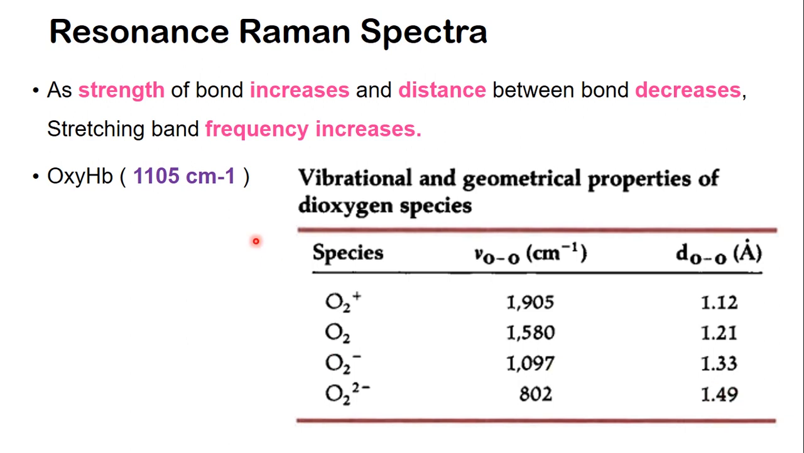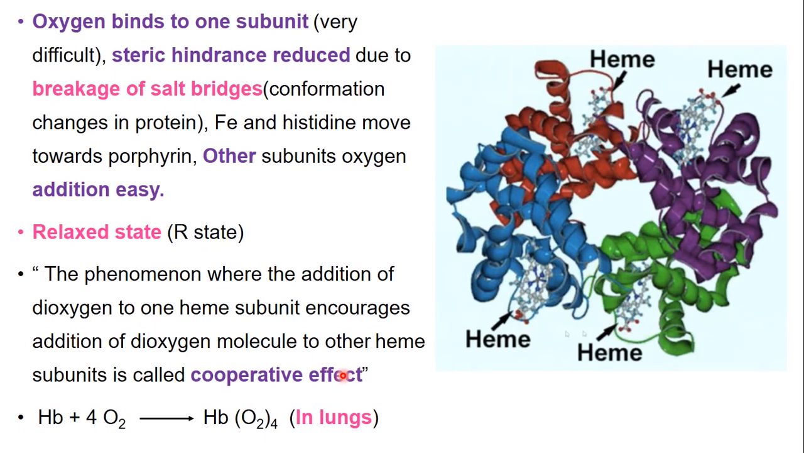So from this, how can we conclude that superoxide is the species? They have calculated the resonance Raman spectra for oxyhemoglobin and found that the value is 1105. This 1105 matched well with 1097, that is superoxide. That's why they concluded that O2 minus may be the form of oxygen present in oxyhemoglobin. Then how is this oxygen binding to our hemoglobin?